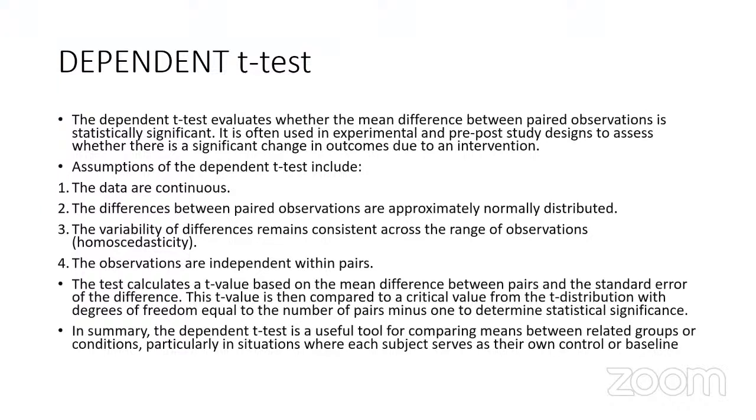Another one, in case of the dependent t-test, you are collecting data from the same sample twice. But in case of the independent t-test, you are collecting data from the sample once. This is the basic difference between the two.